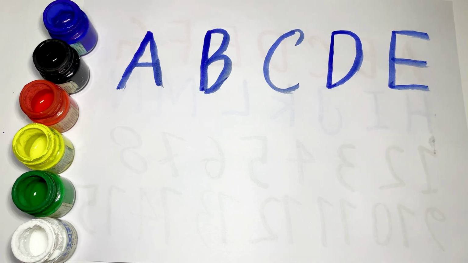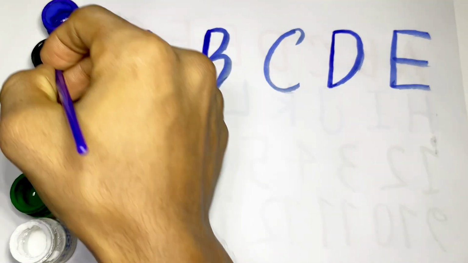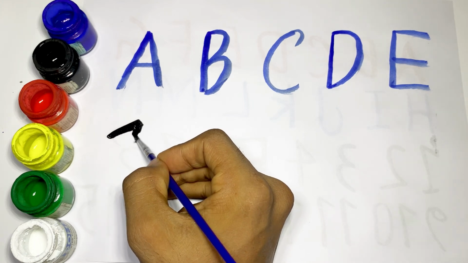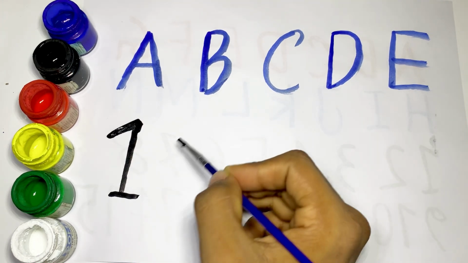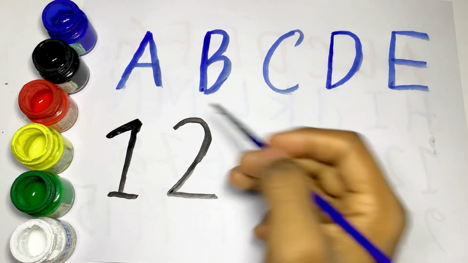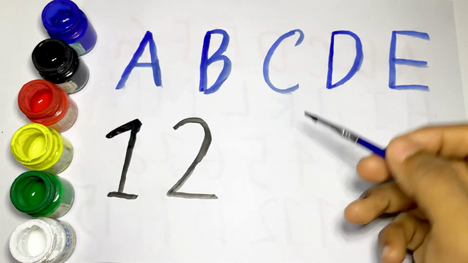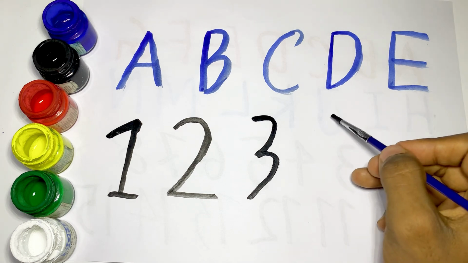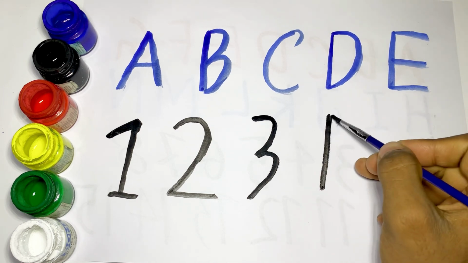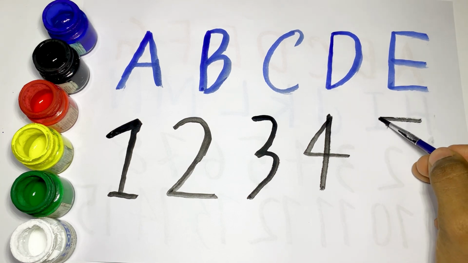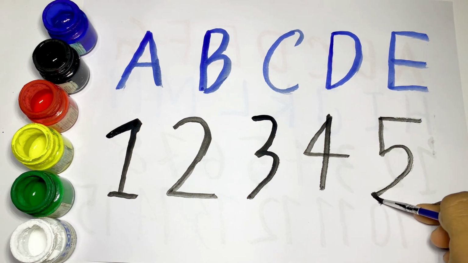Kids, now draw numbers, and first draw 1. The number 1, and use black color. O N E, 1. 2, T W O, 2. Kids, again use black color and draw 3. T H R E E, 3. 4, F O U R, 4. 5, F I V E, 5.